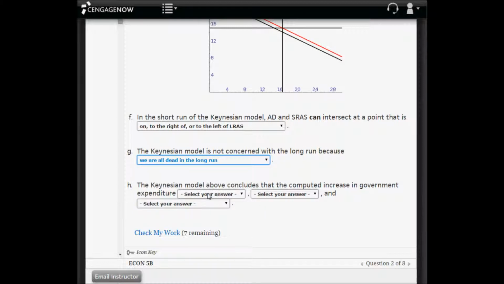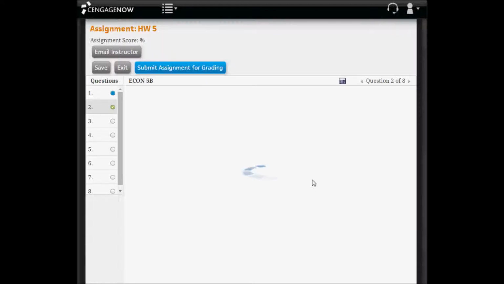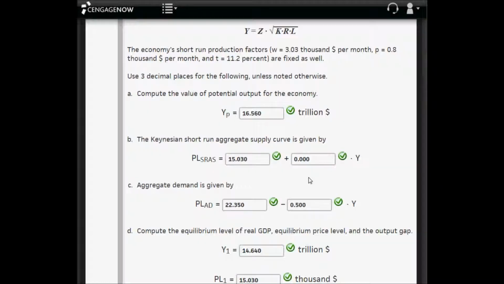The Keynesian model above concludes that the computed increase in government expenditure has no effect on the price level, raises GDP, and lowers unemployment. Because unemployment was high, greater than the natural rate here, but equal to the natural rate here. I'm going to check my work and we should get everything correct. And we get everything correct.